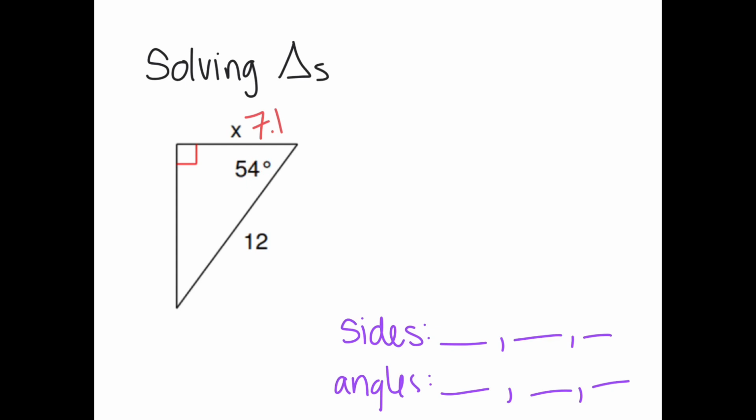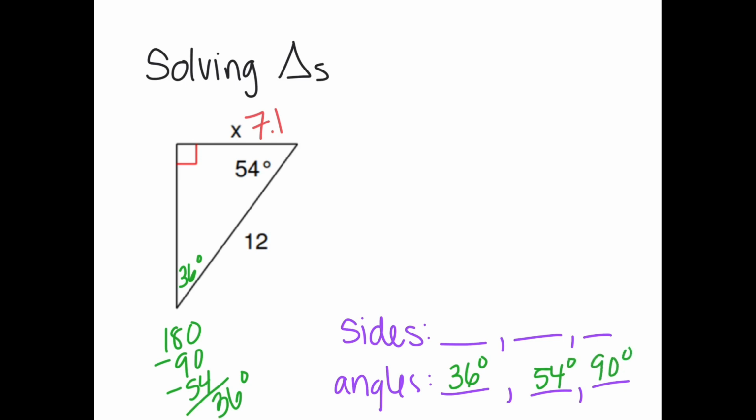So I have 54 degrees, I have 90 degrees, so I can quickly take 180, subtract 90, and subtract 54 to figure out that the angle measure is going to be 36 degrees. So this is 36 degrees right there, and my angle measures are 36, 54, and 90. And so all 3 of my angle measures have been found. When I do the sides, this 7.1 is what we already found on the previous one. This is just the one that you found with x.